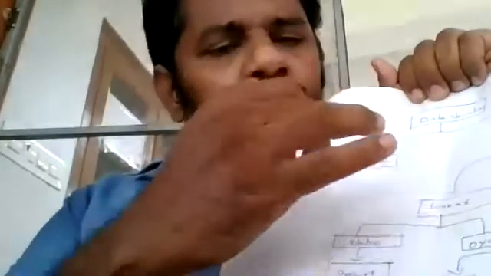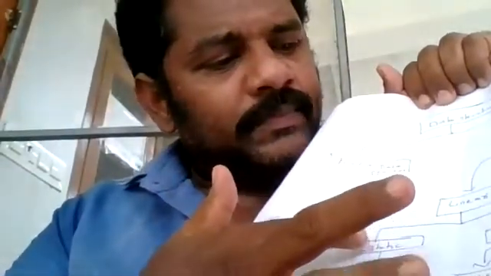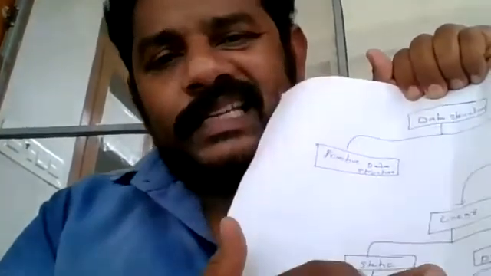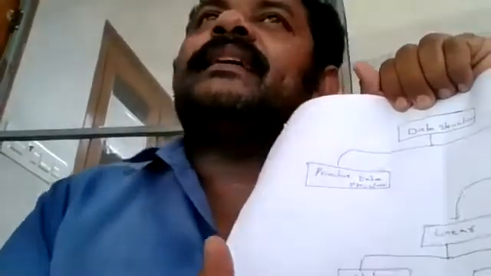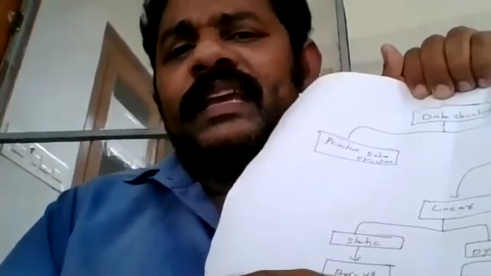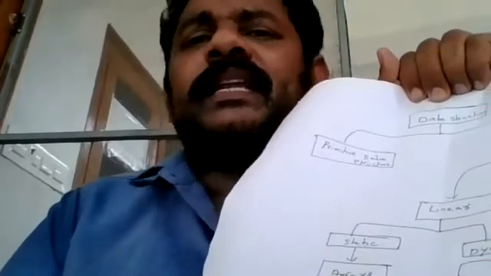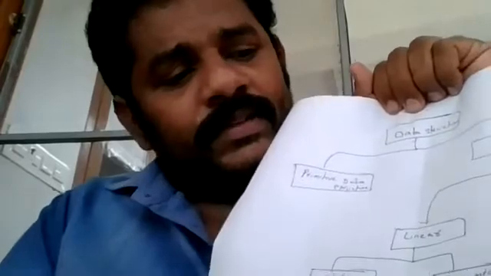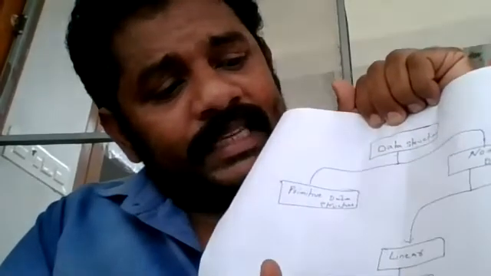Linear data structures are characterized into two types: static and dynamic. Static means constant, that is an array. An array is of fixed size; it cannot be increased or decreased dynamically. Non-linear means dynamic.